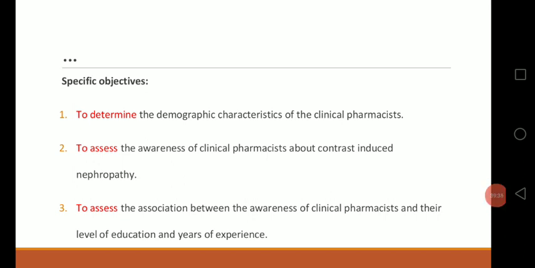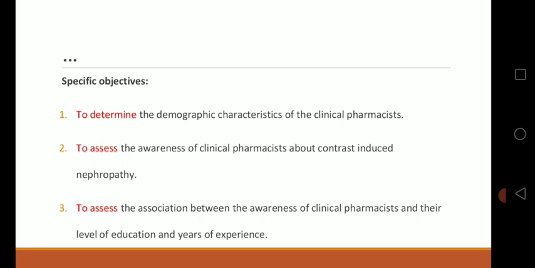طيب يلا we come to write our specific objectives زي ما قلنا هي points أو أرقام. طيب the first objective دايما قلنا في ال specific objectives بيكون عبارة عن description of your subjects أو your study population. تمام، يلا in this case هما clinical pharmacists هيقوم يبقى لنا the first specific objective هيكون to determine تمام the demographic characteristics of the clinical pharmacists. تمام.